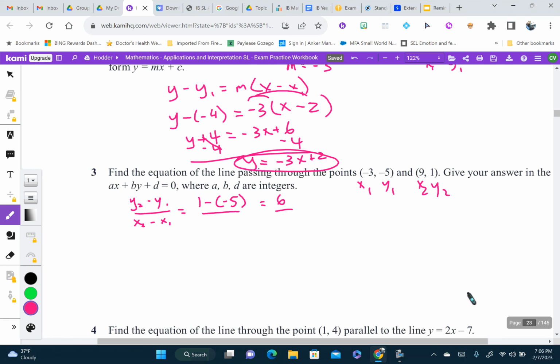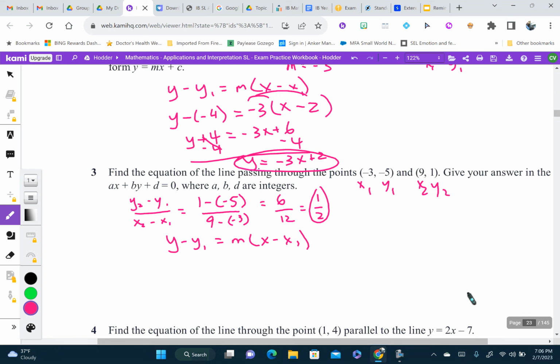I'm going to subtract the two x's. So x2 is 9 minus negative 3. So negative negative again is a positive. So 9 plus 3 is equal to 12. So 6 over 12 is the same thing as 1/2. Okay, so our slope is 1/2. And then again, you're going to plug it into this formula because now you have the slope.